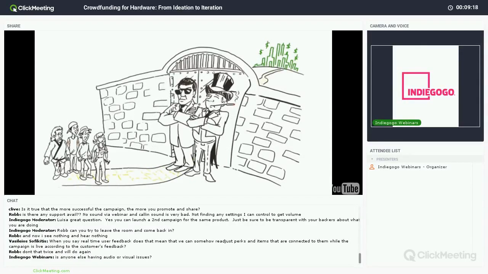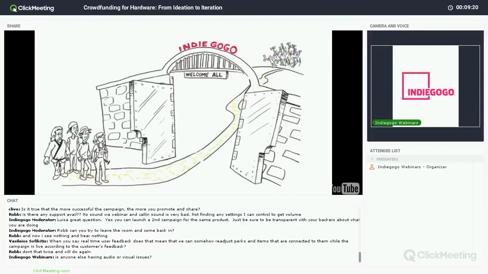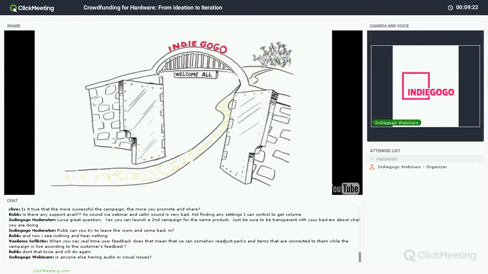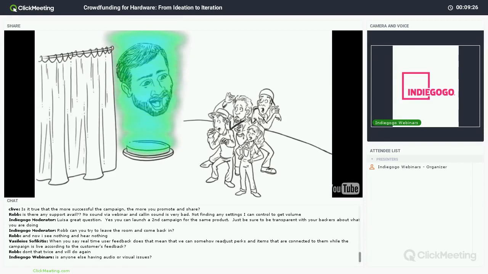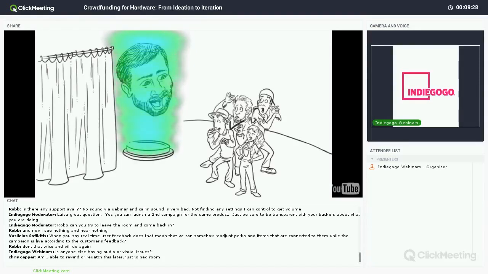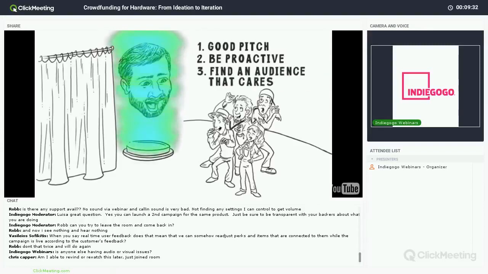But where Indiegogo is completely different is there are no gatekeepers. Anybody has an opportunity to get anything funded. It's completely open. People want to know how to run a good Indiegogo campaign. And it really all comes down to three things. One, have a good pitch. Two, be proactive. And three, find an audience that cares.